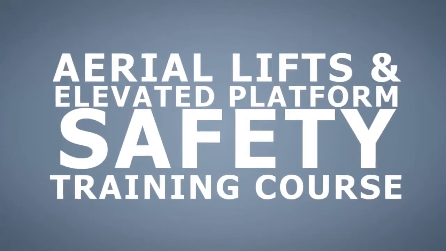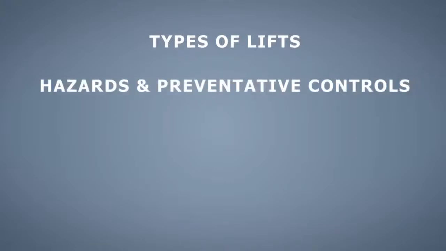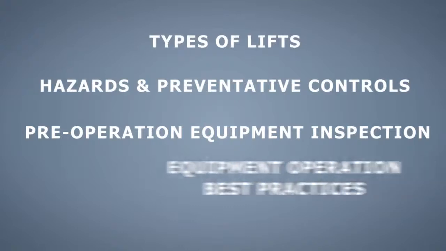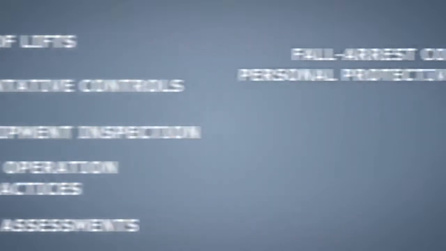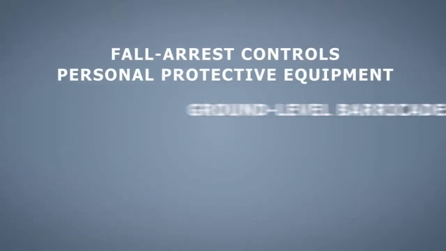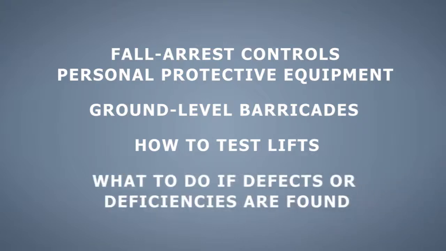In the Aerial Lifts and Elevated Platform Safety Training course, your employees will learn about the different types of lifts they may use, common hazards and preventative controls, pre-operation equipment inspections, equipment operation best practices, site hazard assessments, fall arrest controls and appropriate personal protective equipment, ground level barricades to protect from falling material, how to properly test lifts, and what to do if defects or deficiencies are found.